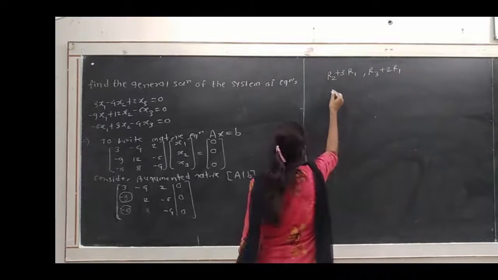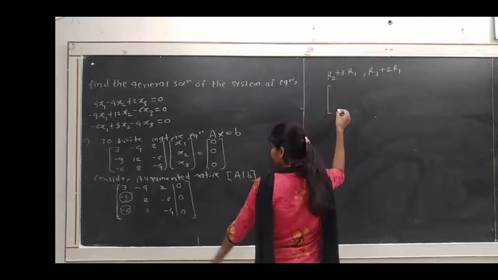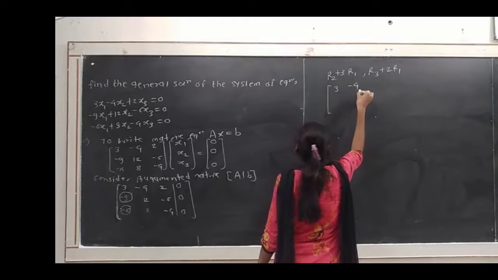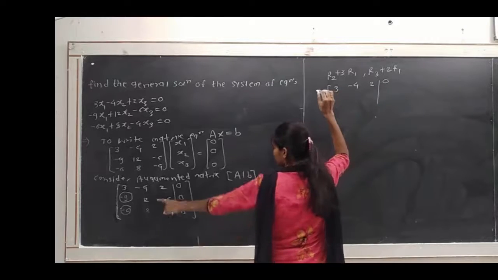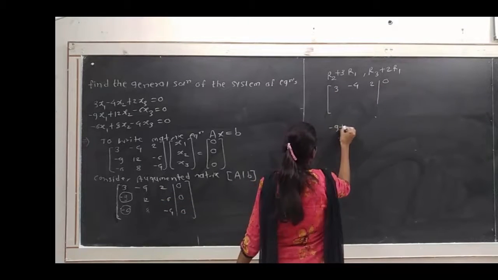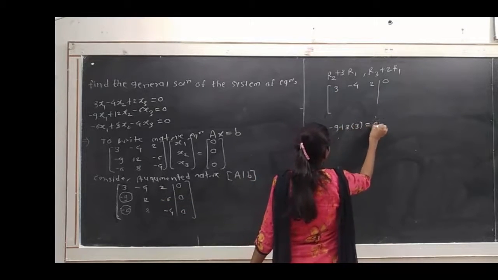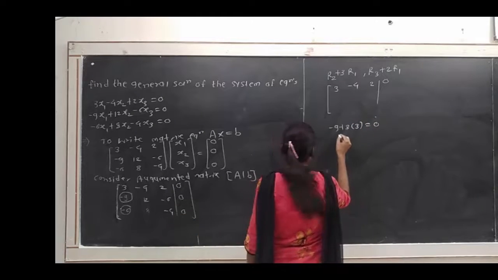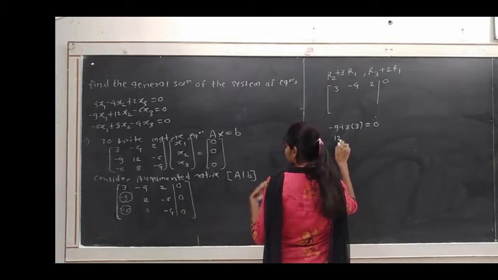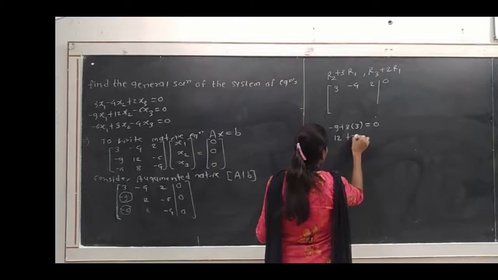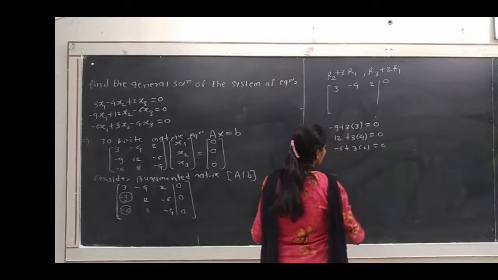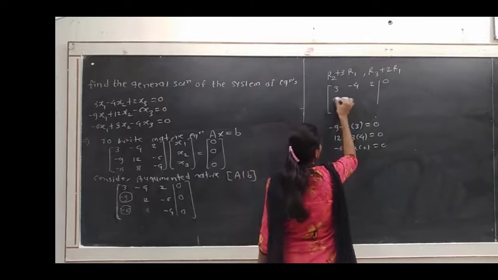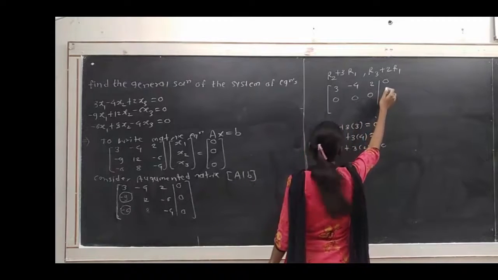So we get the new augmented matrix. The first row will be as it is: 3, minus 4, 2, with respect to 0. For the second row: minus 9 plus 3 into 3 gives 0, then 12 plus 3 into 4 again gives 0, then minus 6 plus 3 into 2 again gives 0. So all entries are 0, 0, 0, and the last entry is also 0.